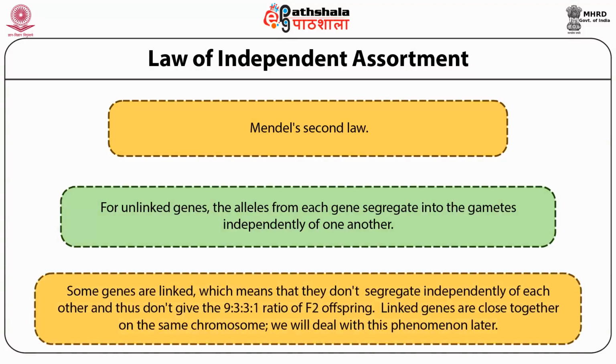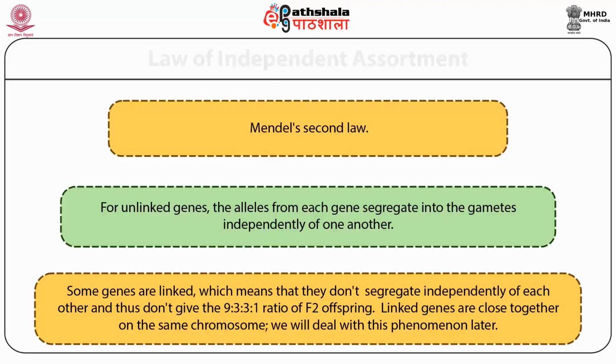Some genes are linked, which means that they don't segregate independently of each other and thus don't give the 9:3:3:1 ratio of F2 offspring. Linked genes are close together on the same chromosome. We will deal with this phenomenon later.